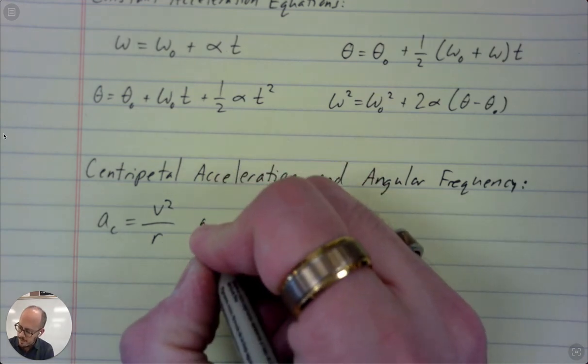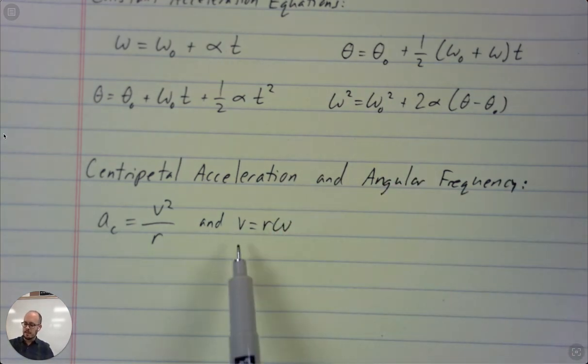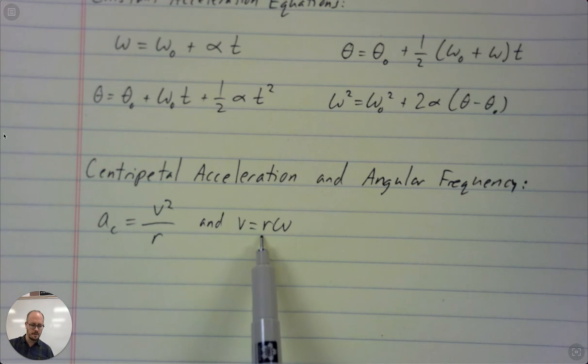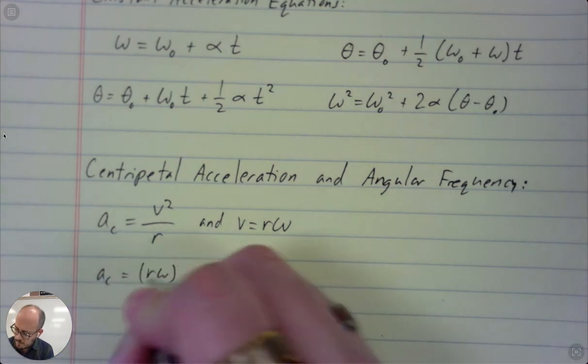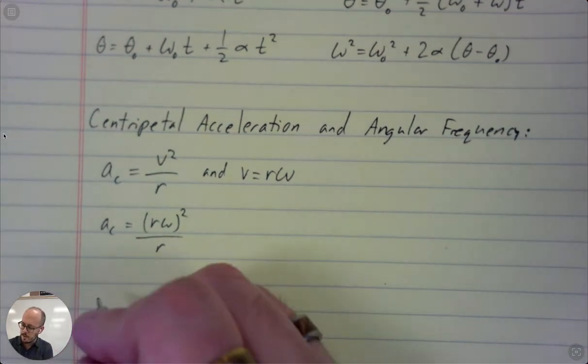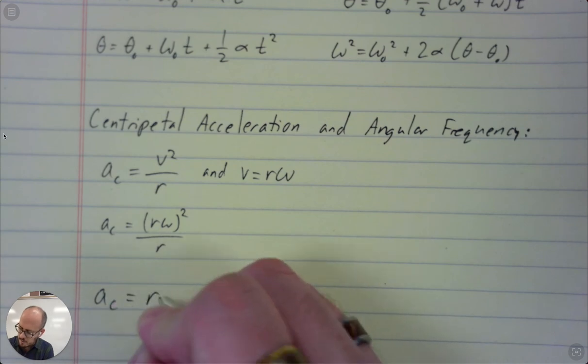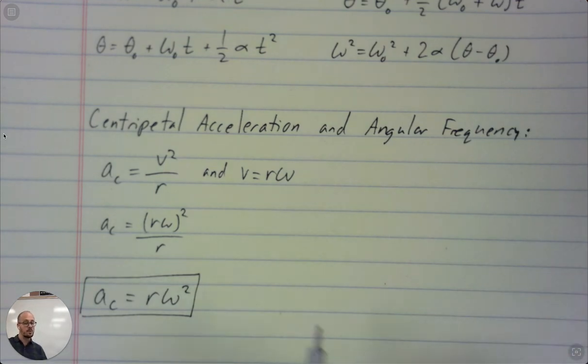So I can combine this equation with an equation we just learned, that the linear speed is equal to the distance from the center times the angular speed. And if I combine these two, I get this intermediate equation. And if I simplify that, I get centripetal acceleration is equal to r omega squared. And so if I know the rate at which an object is rotating, and I know how far away from the axis something about it is, I can determine its centripetal acceleration.